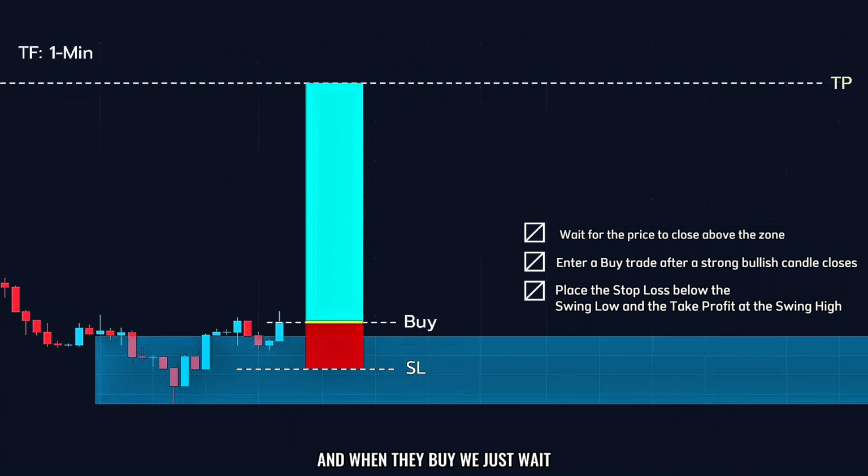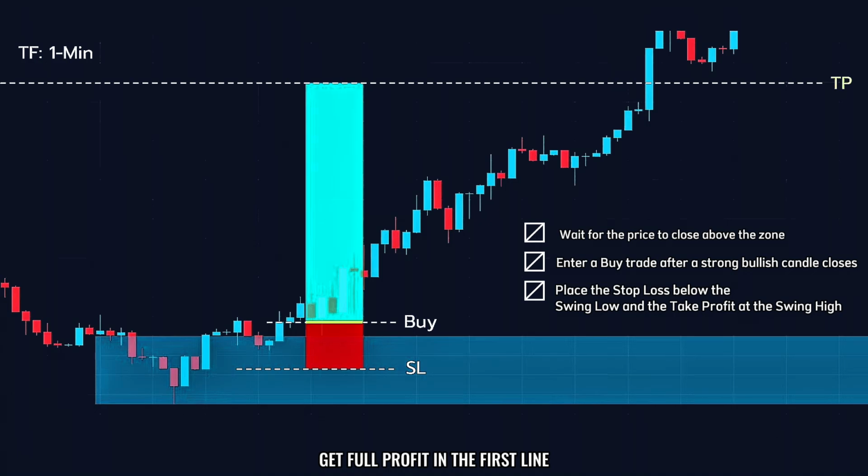And when we buy, we just wait. Wait for a while, the price will really touch the TP, and we get full profit on the first trade.